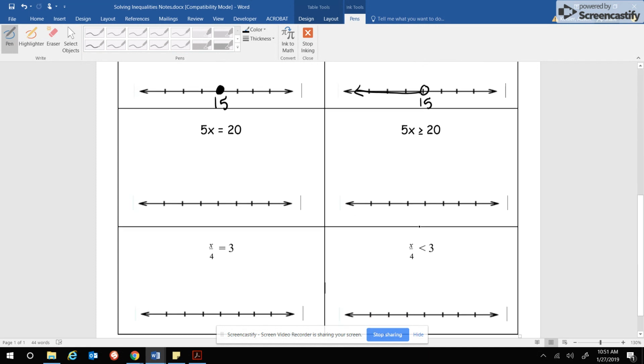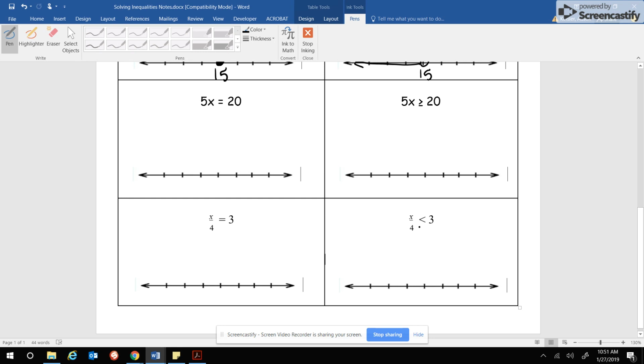All right, now we've got a multiplication equation, 5x equals 20. Well, we know the inverse of multiplying would be dividing. So I'm going to divide both sides by 5. And I know 5 divided by 5 just gives me 1. So all I'm left with is x equals 20 divided by 5, which is 4. So x equals 4. I'm going to put a closed point right there to show that x is only equal to 4. That is the only value that would make that equation true.